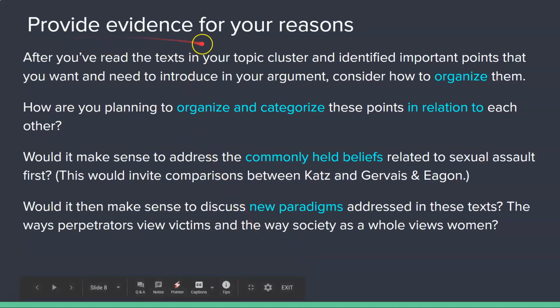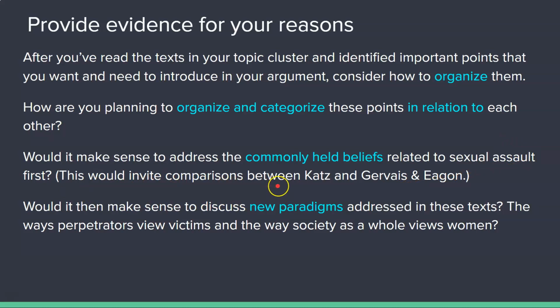Now, providing evidence for your reasons, after you've read the text or the sources in your topic cluster and have identified important points that you want and need to introduce within your argument, you want to consider how to organize them. So how are you planning to organize and categorize these points in relation to each other? Would it make sense to address the commonly held beliefs related to sexual assault first?